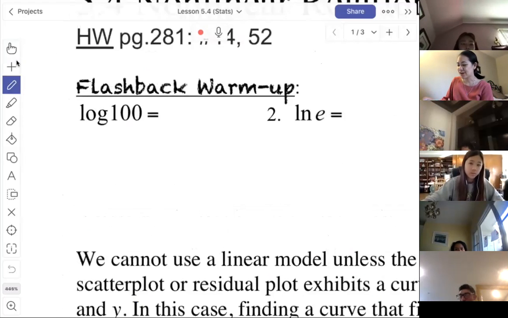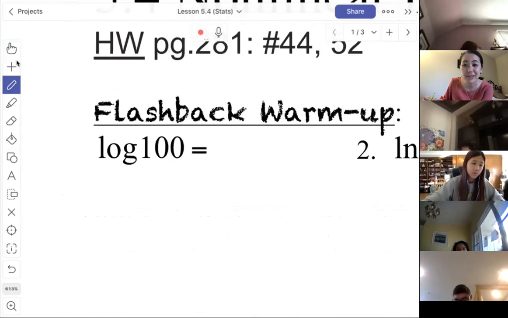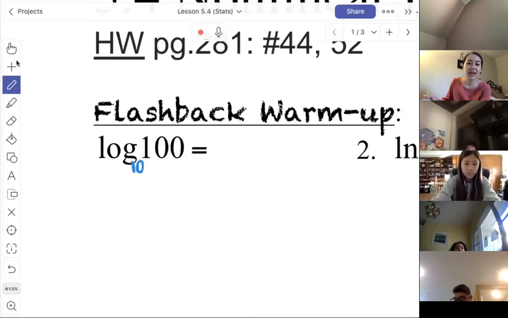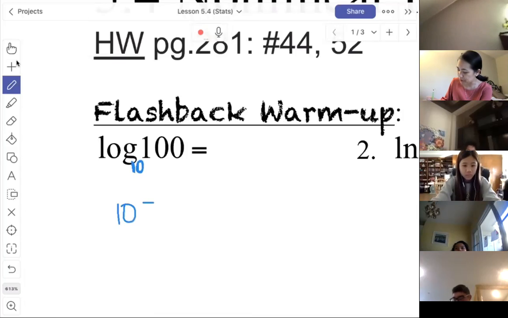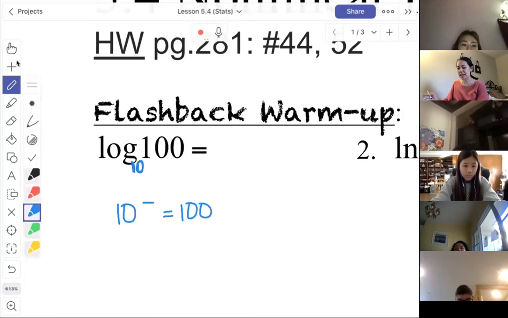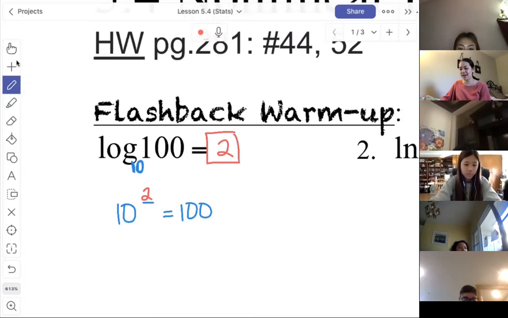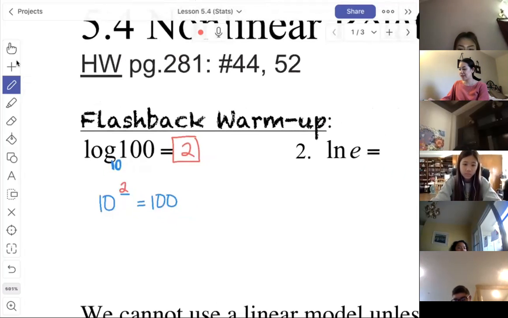Exactly. So when you do log of 100, there's this hidden base 10 down here. And basically it's asking, 10 to what power gets me the 100? And that's what log is. It's asking what is the exponent? So the answer is 2. All right, good. Let's try the next one.